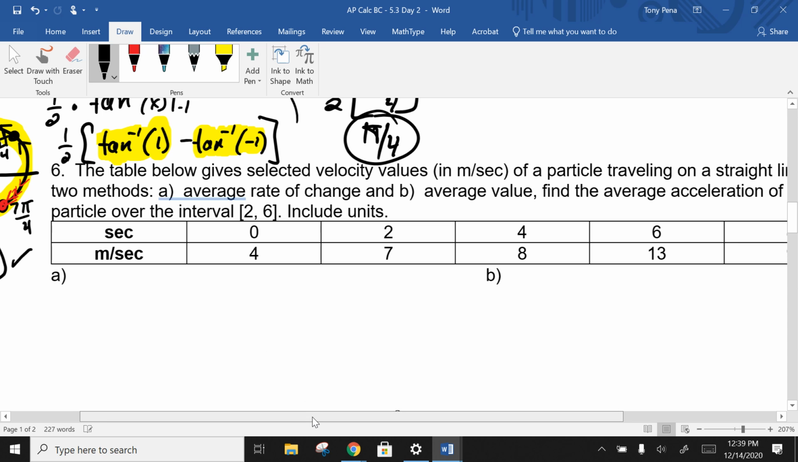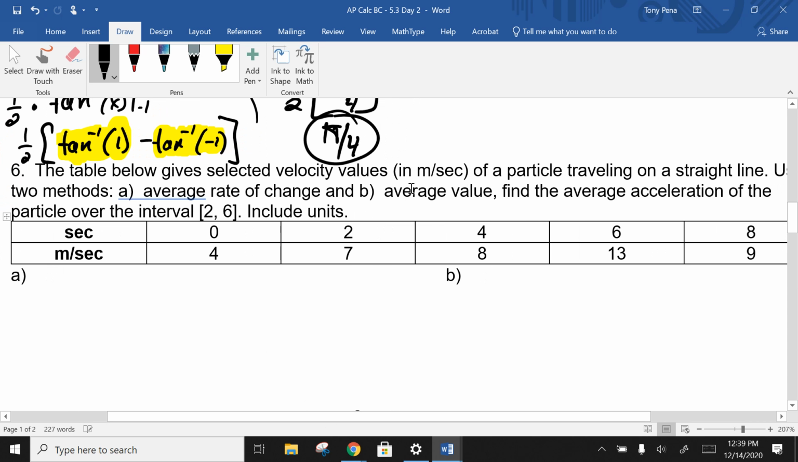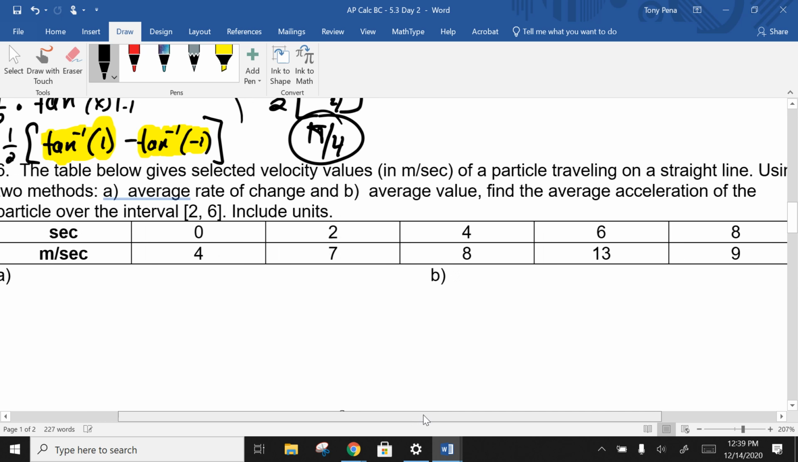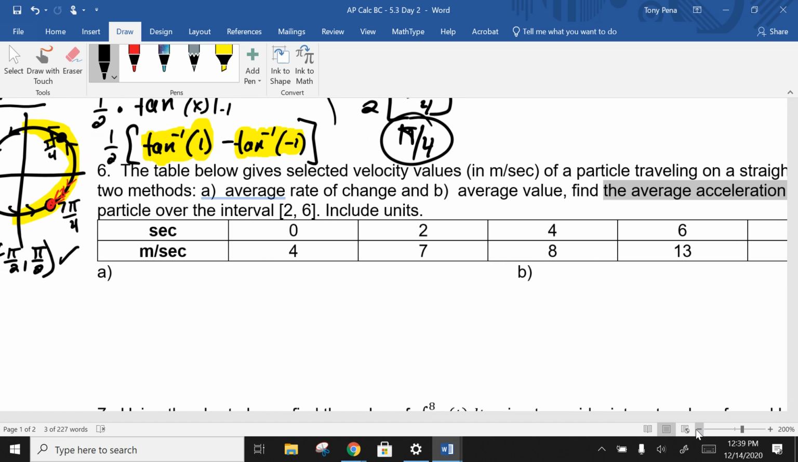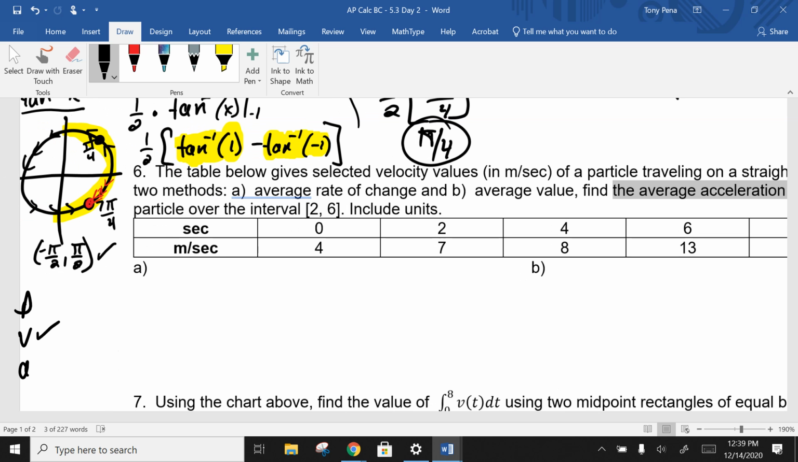So it says, for the homework, the table below gives selected values of velocity in meters per second. So that's our bottom row. Particle traveling on a straight line. I want you to use 2 different methods: the average rate of change, old idea, and then the average value, which is our new idea, to find an average acceleration. So if we understand position, velocity, acceleration, you're given a velocity.